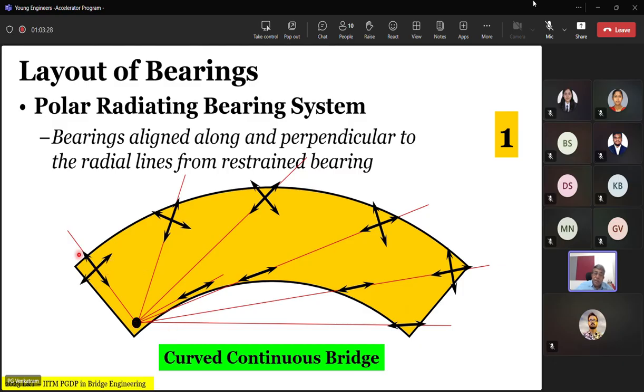And you have a free bearing here. You have a longitudinally guided bearing, longitudinally guided bearing, longitudinally guided, and all these other supports. All of them are pointing towards the restraint bearing, and that is the free bearing. So it doesn't matter how you lay out. This kind of arrangement is called a polar radiating bearing arrangement. This is one possible option for a curved continuous bridge.